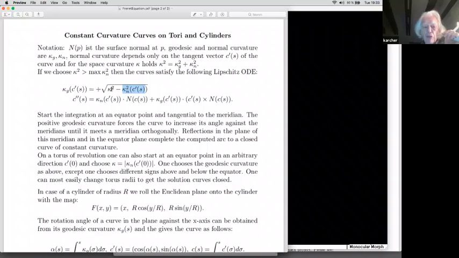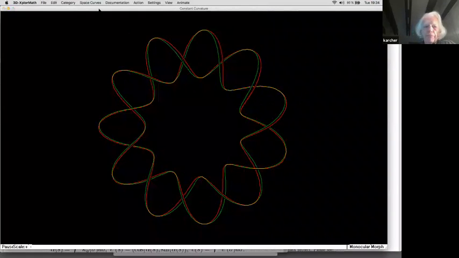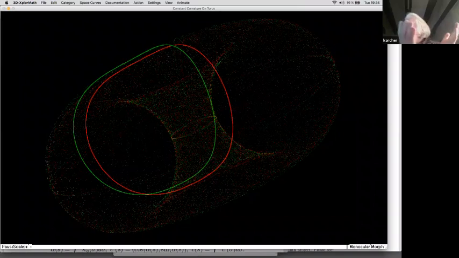And because of this, if kappa is larger than the maximum of the normal curvatures which occur, then this differential equation is a Lipschitz differential equation, and I can easily solve it. But if I want to have curves with smaller kappa, then I have more trouble, and we'll see what happens. So this computation, for example, is much slower than on the 10 years older operating system.